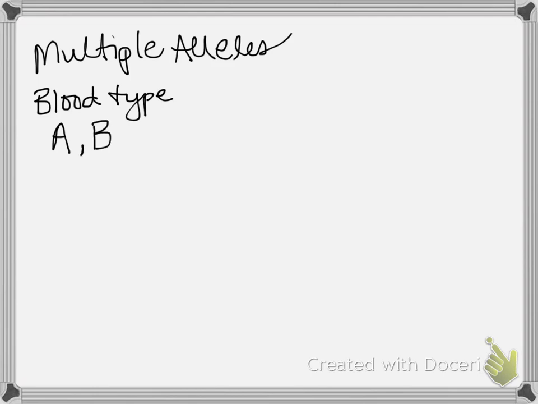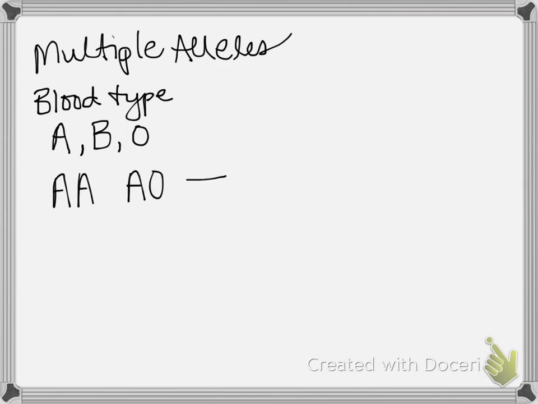A and B are both codominant, and then we also have the O type of blood. And then as you know, there's also type AB. The way this works is that in order to have type A blood, you've got to have at least one allele for type A. You could have an allele for A and then another allele for A, or you could have an allele for A and an allele for O.